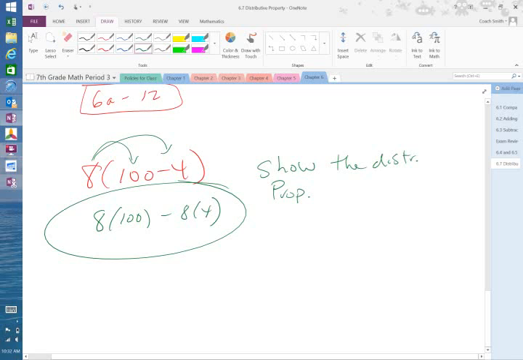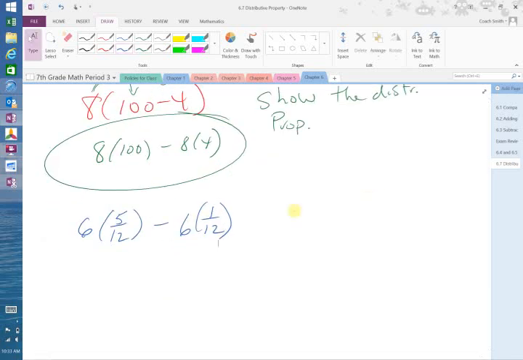You do not have to simplify it. Solving means we're looking for a value of a variable. There's no variables in these. So this is just simplifying. So that's your answer. If I had this, the other thing they're going to want you to do is to reverse it. So if I had this, 6 times 5/12 minus 6 times 1/12, they're going to want you to reverse the distributive property.